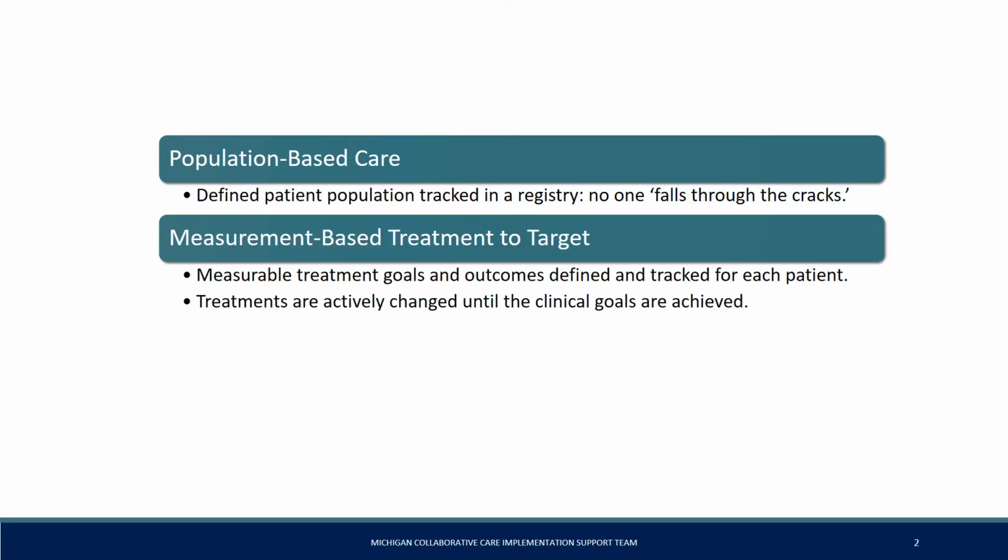We also have measurement-based treatment to target, which essentially means that we have treatment goals for each patient, and we are measuring and defining outcomes for each patient as well. These are reviewed regularly in the registry with the psychiatric consultant during panel review time, and if patients aren't getting better, we're proactively changing and adjusting treatments until clinical goals are achieved.